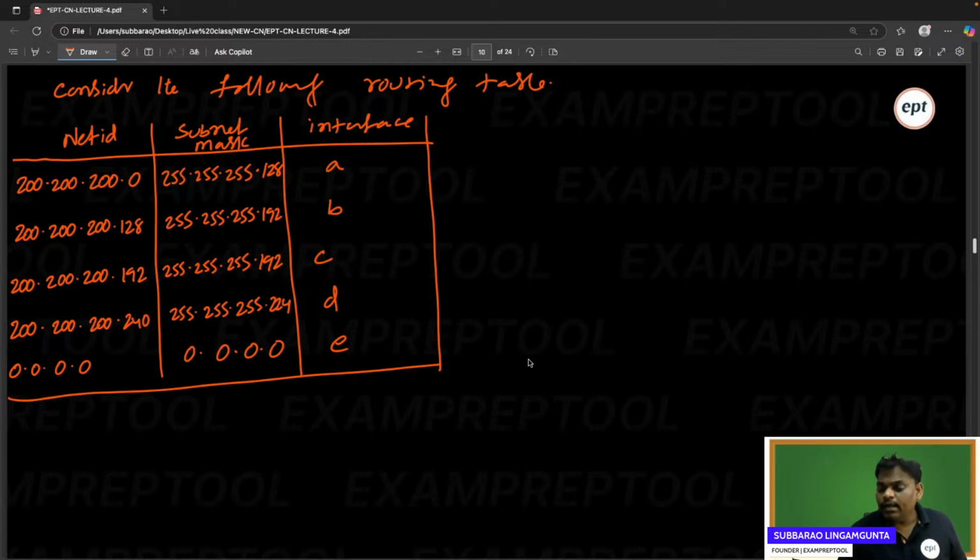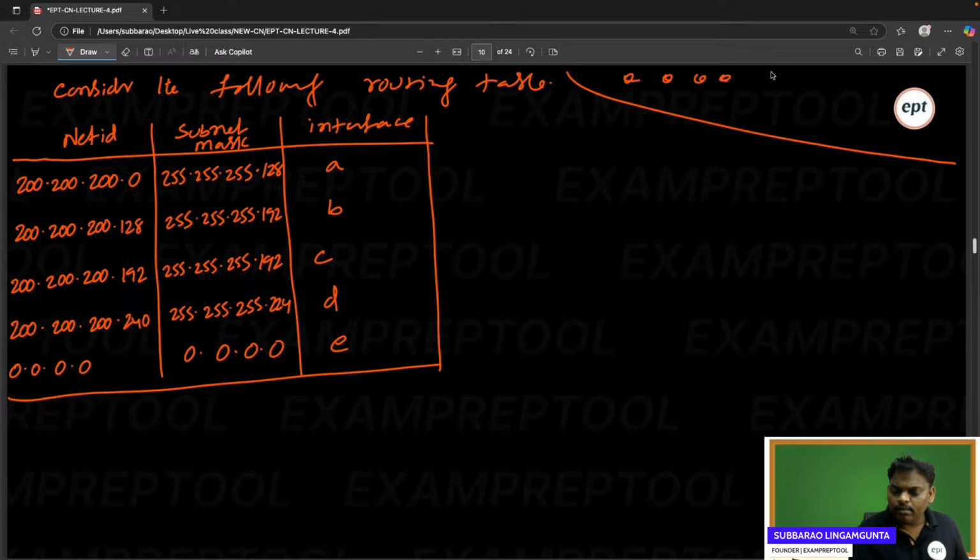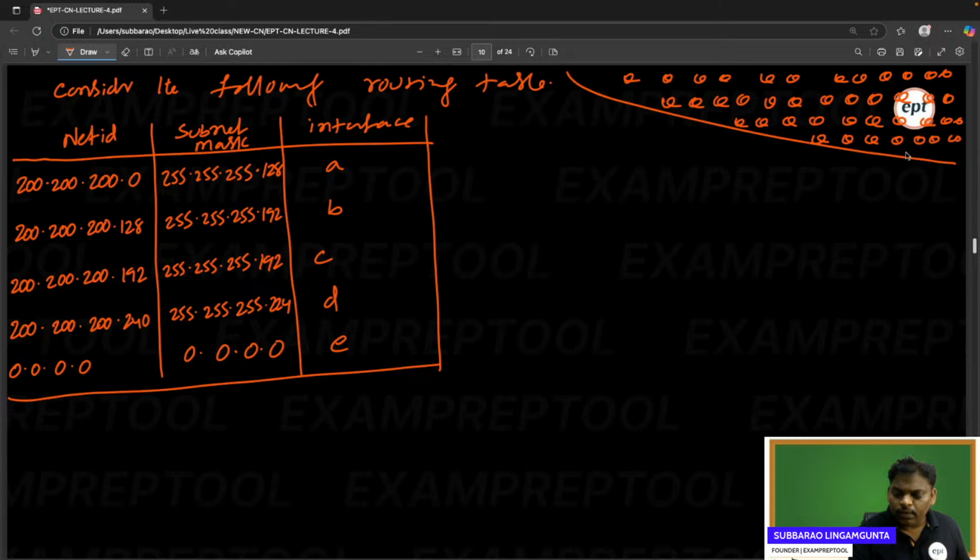I am saying again and again, mostly this will come in the exam, this or something similar to this. 90% this will come. Every year I am observing, and if you want, you can verify: every year you will see one question on the routing table in the GATE paper.